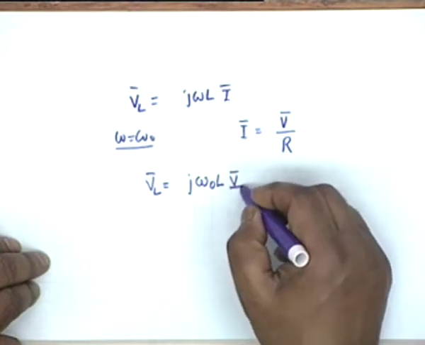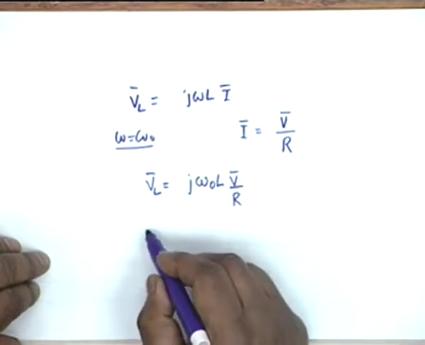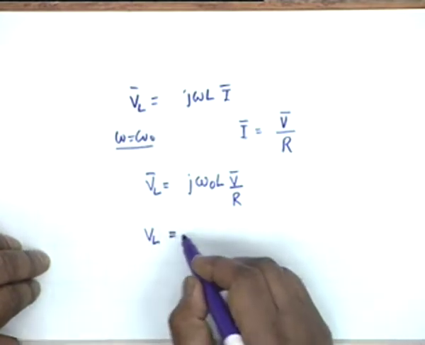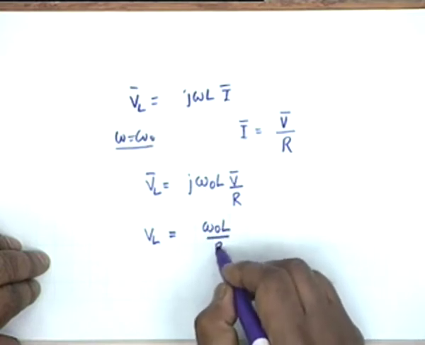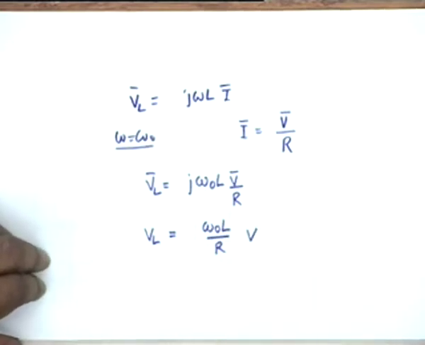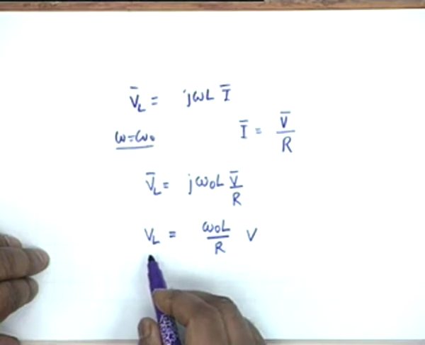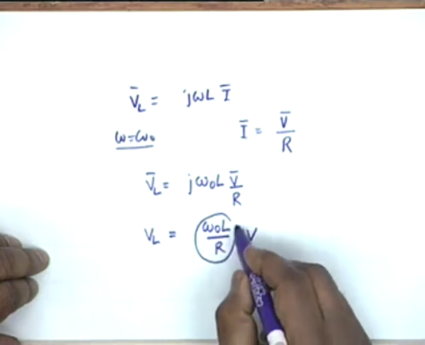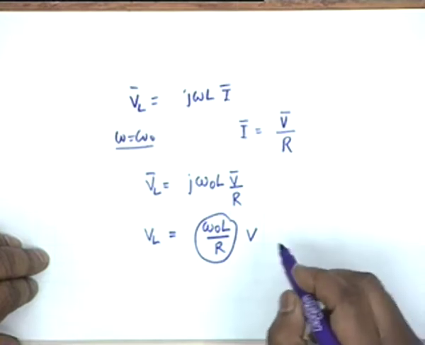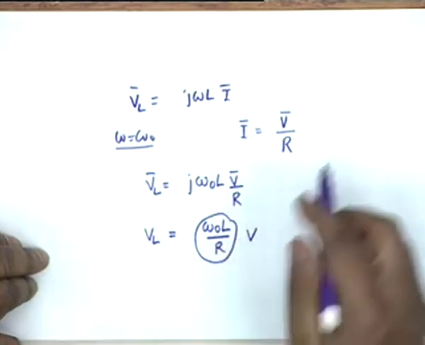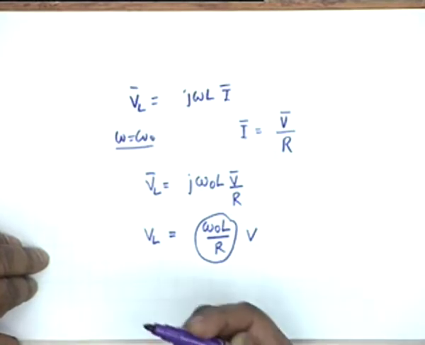and therefore the VL phasor would be j omega 0 L, we are considering conditions at resonance, V divided by R, which means that the magnitude of the voltage across the inductance is equal to omega 0 L by R times the magnitude of the voltage across the total circuit. For example, if capital V is 1 volt, root mean squared value, because in phasors we are using RMS values, then VL can be 1 volt multiplied by omega 0 L by R, and this quantity could be as large as infinity.